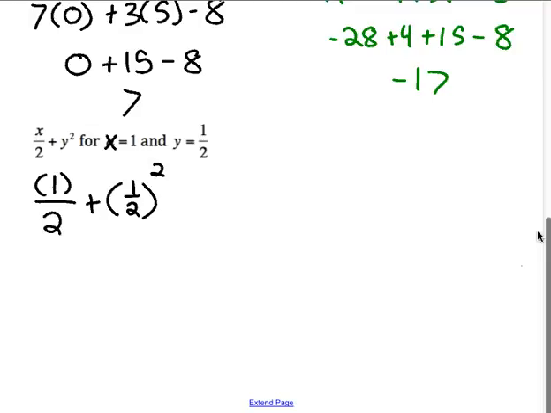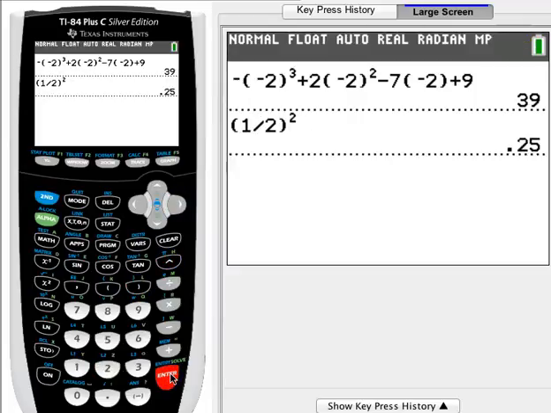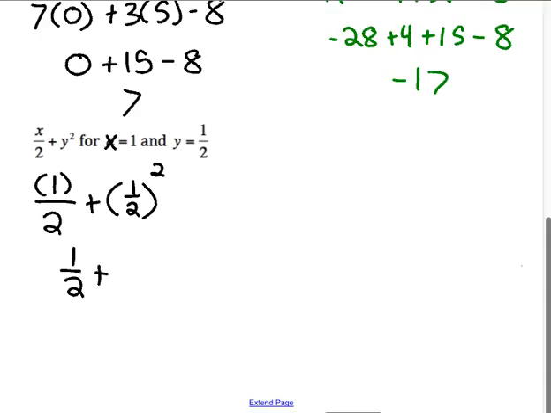So 1 over 2, we're going to leave that for now because my first issue is that exponent. So I want to deal with the exponent first. So in the calculator, if I have 1/2, and I'm going to make that whole thing squared, that's going to give me 0.25.